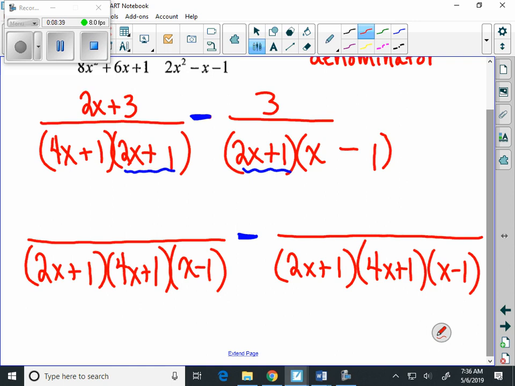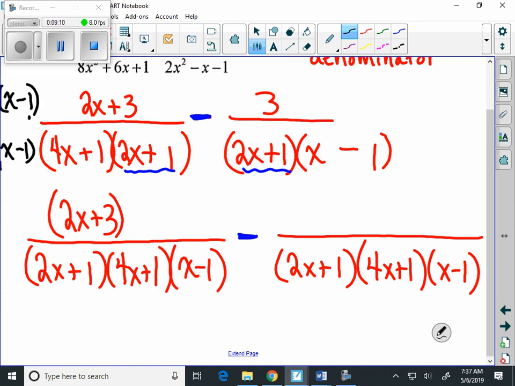So, we still have the 2x plus 3 up there in the numerator. That's not going to change. But now what happens is, to get this denominator here, we had to multiply. We had the 2x plus 1, it was already there. The 4x plus 1, it was already there. But we have to multiply by x minus 1 in the bottom of the fraction. Can't get those parentheses in. But then we're going to have to multiply by x minus 1 in the top as well.